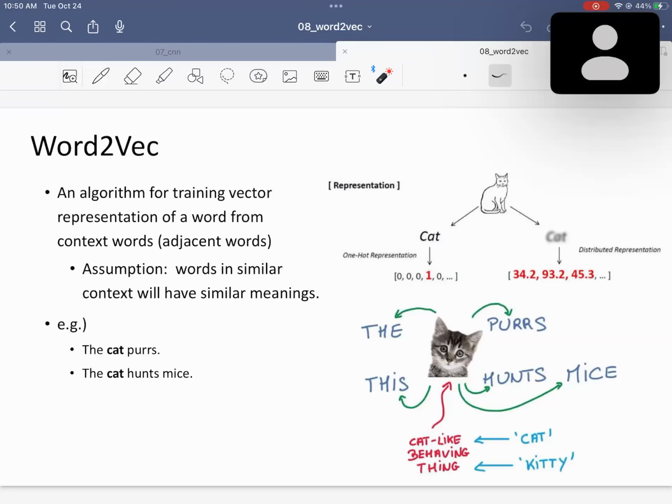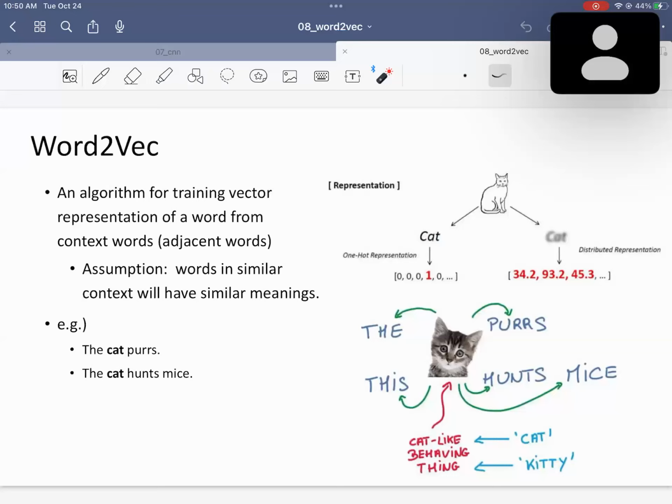So let's look at this one. So this is a one-hot representation. This is a distributed representation, and you can see that one-hot it's a very cute figure where you have a clear cat for one-hot representation, a blurry cat for distributed representation. And you can see why this is, because if you change 30.2 to 30.4, 34.3, would that still be a cat? It's very hard to tell.